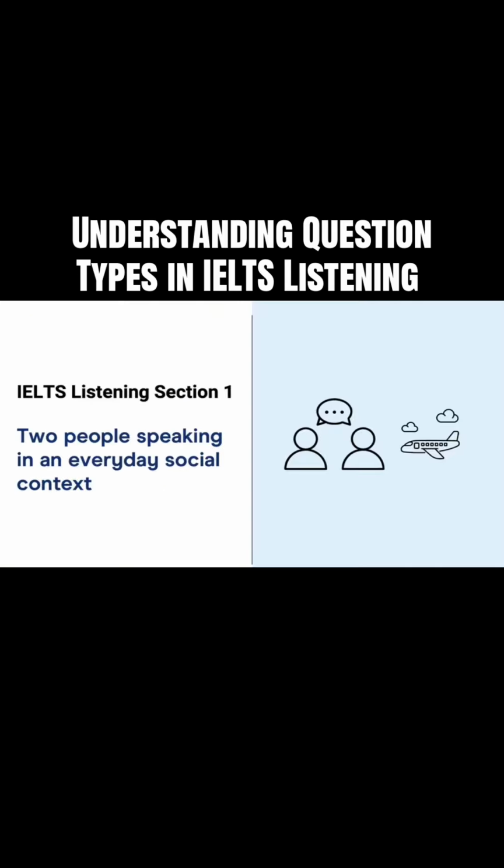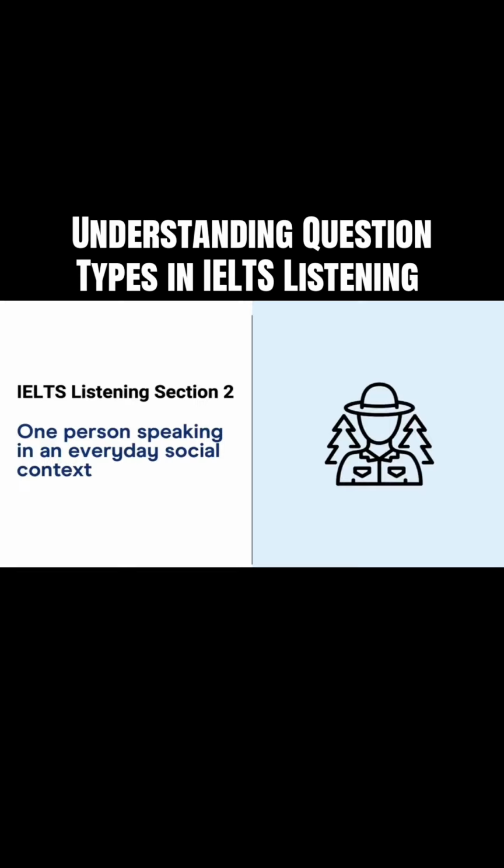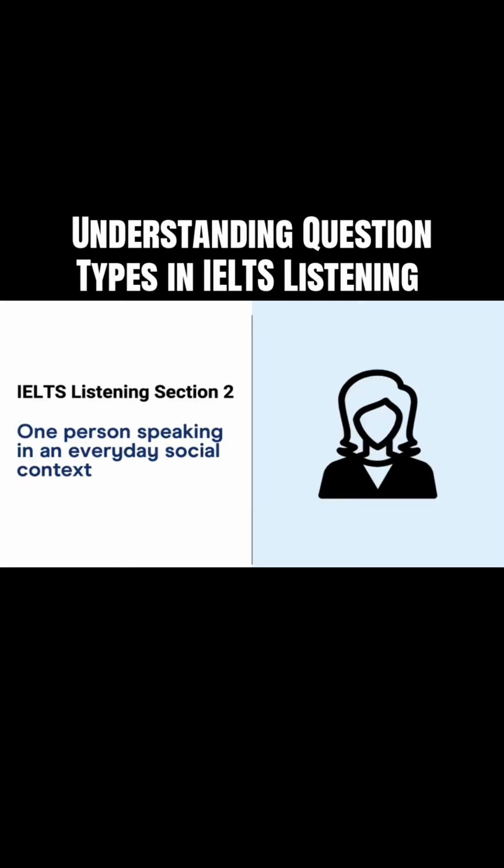In IELTS Listening Section 1, you'll hear 2 people speaking in an everyday social context. For example, maybe you'll hear 2 people talking about travel arrangements, or purchasing clothes, or booking a hotel. In Section 2, you'll hear a single person, one person, speaking in an everyday social context. For example, you might hear one person talking about a new sports facility, or a park ranger talking about a camping ground, or a person talking about career development.